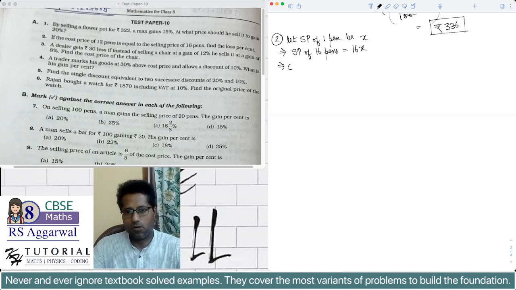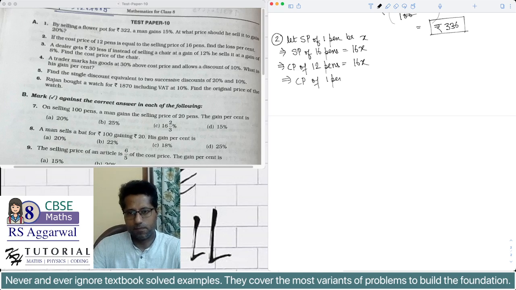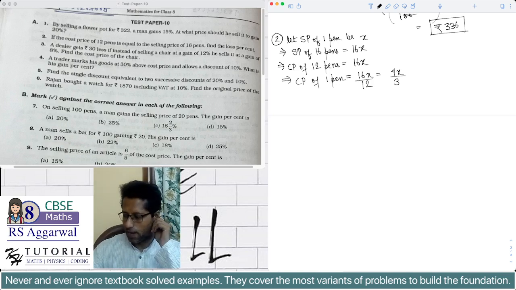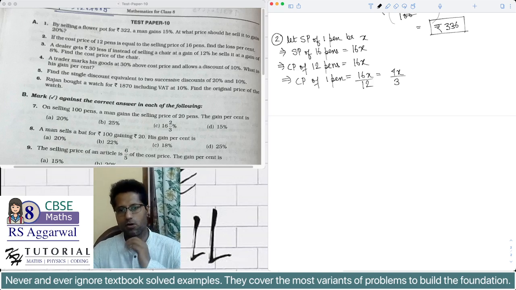So we will have cost price of 12 pens is equal to 16x. So this implies cost price of 1 pen will be equal to 16x by 12, which after simplification is 4x by 3. Now remember, when you are asked to find the loss or gain percent, the actual number of articles involved in the cost price and selling price will not matter.